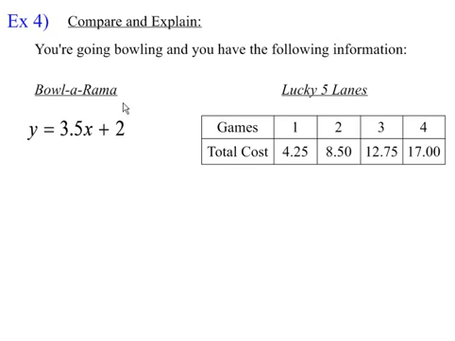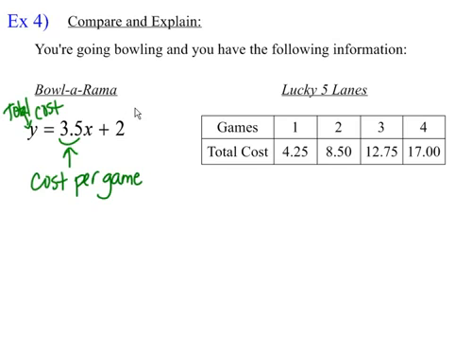We have from Bowl-O-Rama this equation, y equals 3.5x plus 2. And the Lucky 5 Lanes is given to us in a chart format. So we'll deal with Bowl-O-Rama first, and we know that the y is always going to represent our total cost of money. So when we think about bowling, we usually pay a cost per game.